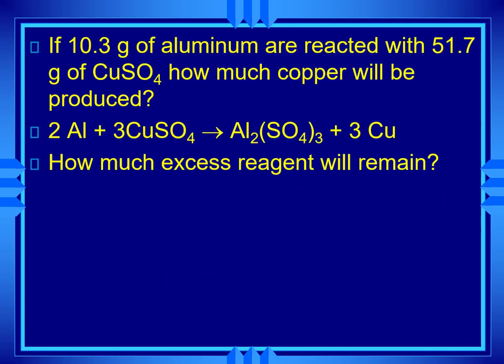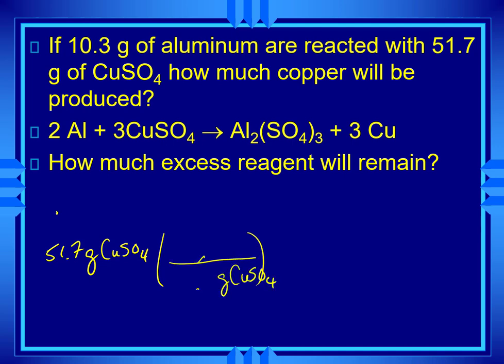Okay. So I start my problem with the 51.7 grams of CuSO4. Once I know that controls the reaction, I want to start all my stoichiometry problems with it. I want to get grams of CuSO4 and change that to moles of CuSO4. 1 mole is 159.62 because we just figured that out. Then get rid of moles of CuSO4.